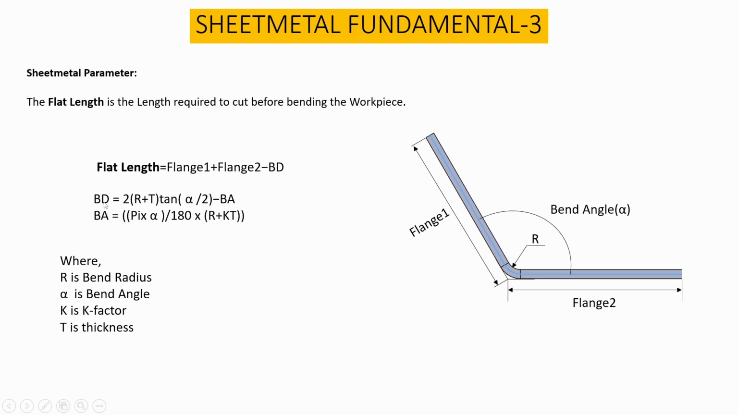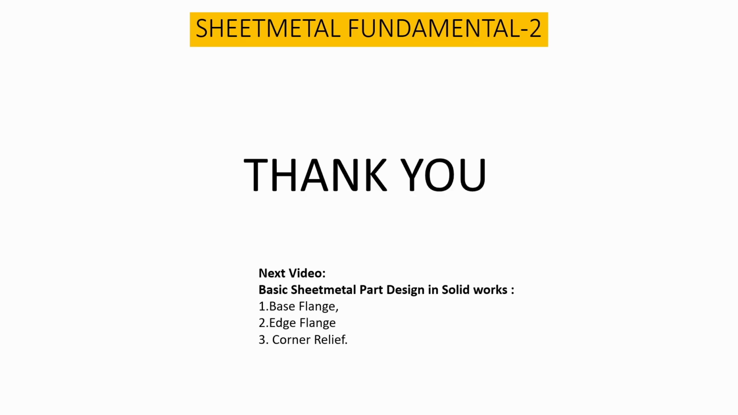And bend deduction, as explained in the earlier slides, is given by these two formulas. BD equals 2 into (R plus T) tan(alpha by 2) minus BA, and BA equals pi into alpha divided by 180 into (R plus KT), where R is the bend radius and K is the K factor and T is the thickness. That's it in this video.